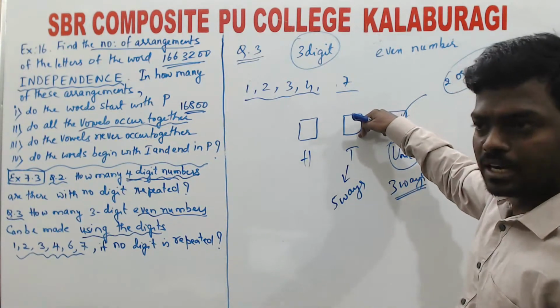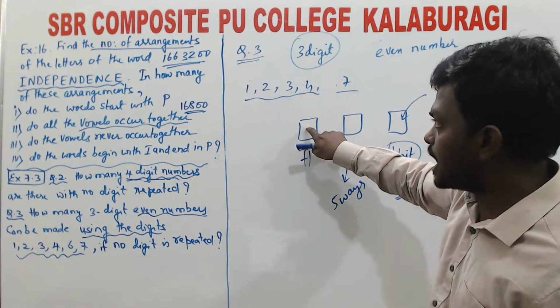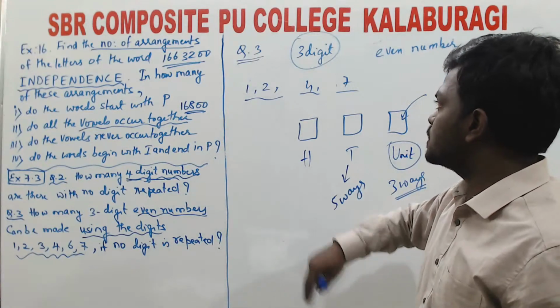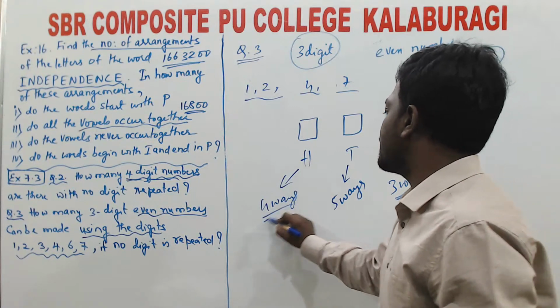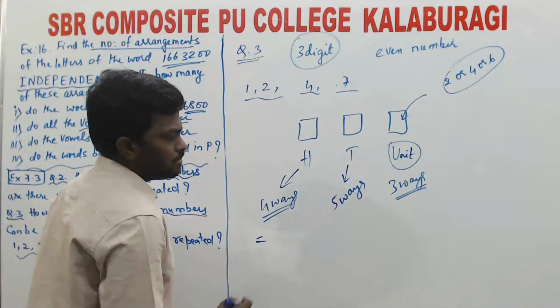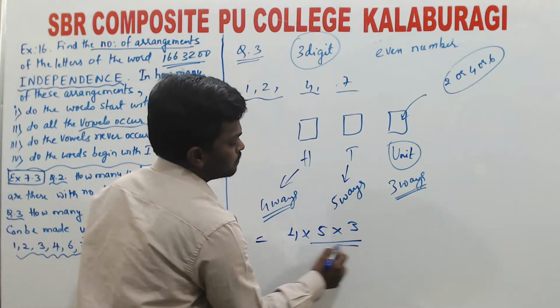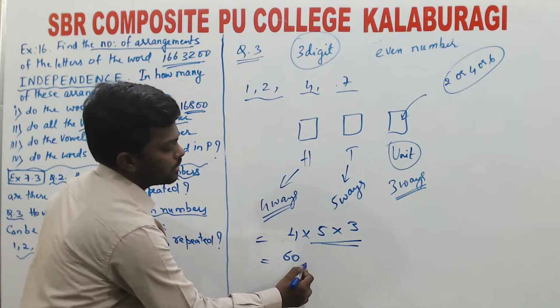No digit is repeated. Any one number filled here cannot be used again for the hundreds place, right? Let me just guess that 3 is filled. So how many are left now? 4 ways. Hence, by the multiplication principle, the total number of 3-digit even numbers we can make is 60.